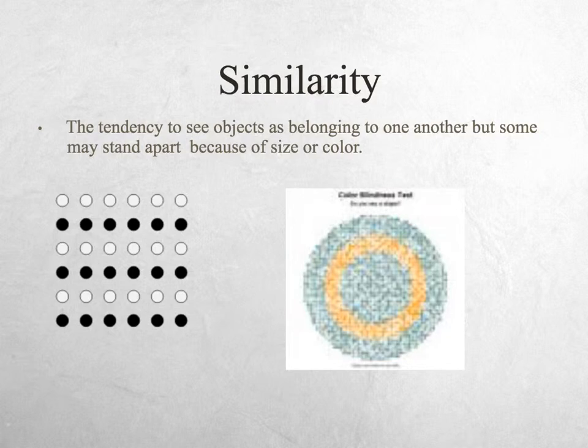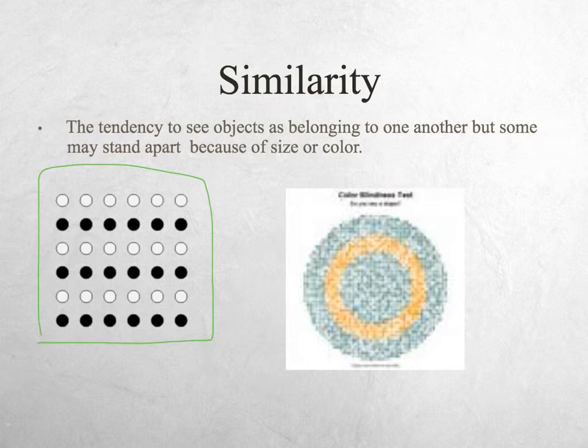Similarity, the tendency to see objects as belonging to one another, but some may stand apart because of size and color. And again, the principle here is that we see a block of dots, just like we did in proximity, but now we have different colored ones, so now they stand apart. We see the black tends to stand out more, and it doesn't look the same as the other one, but they're similar. This one reminds me of those wonderful eye exam tests, the colorblind. Well, it is a color blindness test. I shouldn't say it reminds me because it says it right there, where you have to see the figures within. Okay, people who are colorblind have a very difficult time doing that.